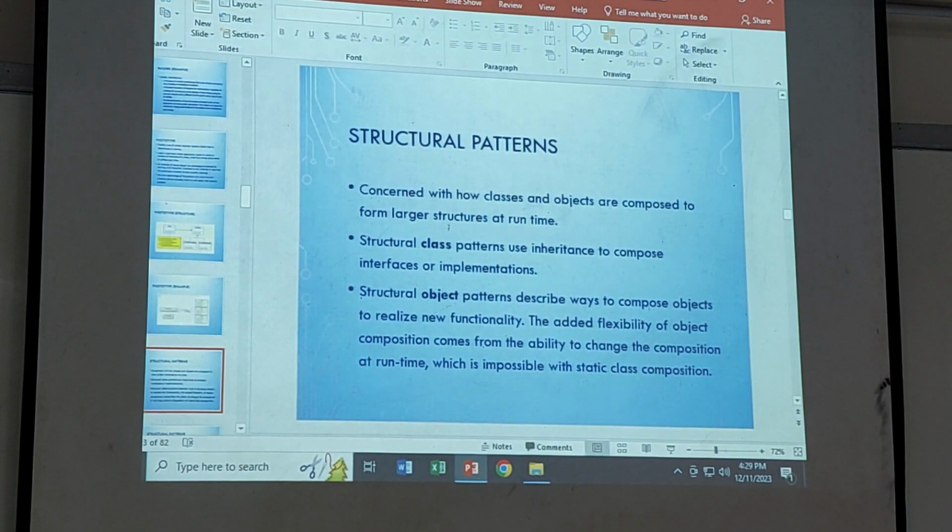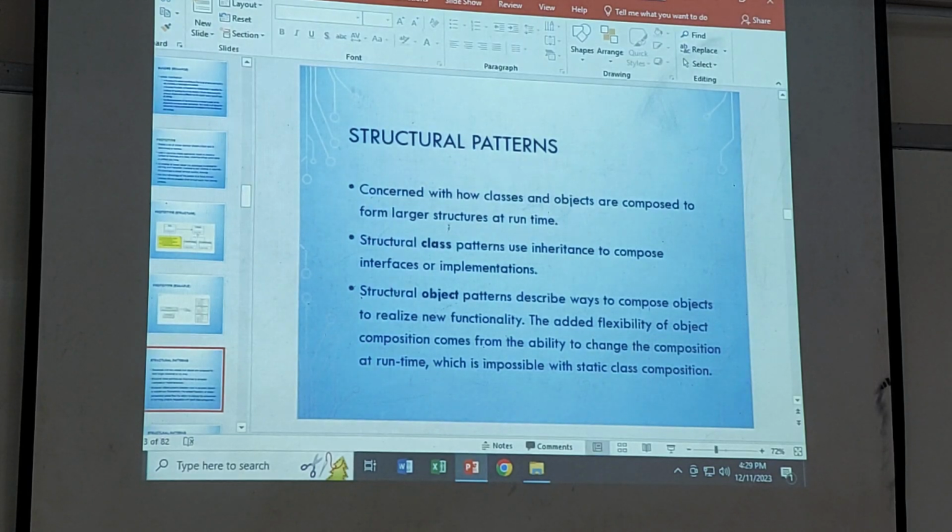Structural patterns. Another classification of structural patterns. Concerned with how classes and objects are composed together to form a larger structure at runtime. So this is structural pattern. Okay? So structural class patterns use inheritance to compose. However, structural object patterns describe the way to compose objects to realize the functionality.